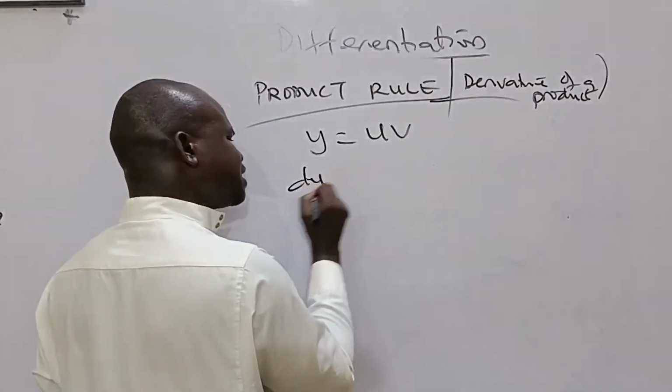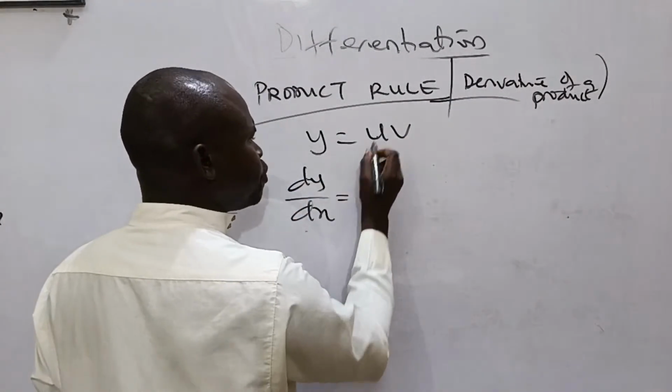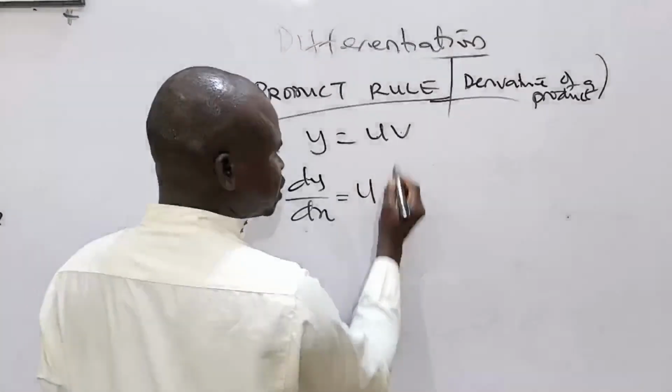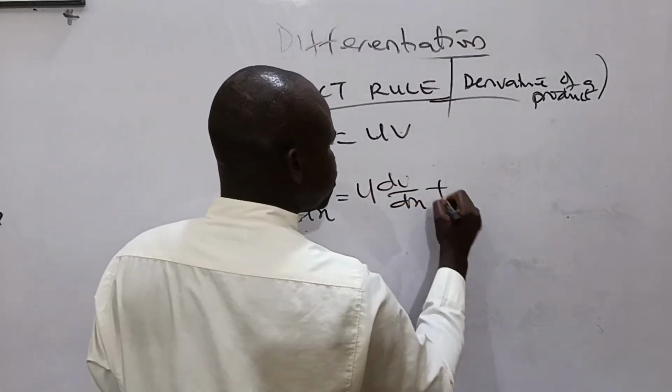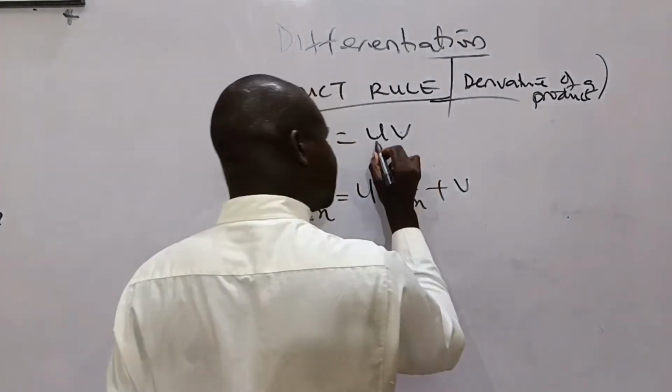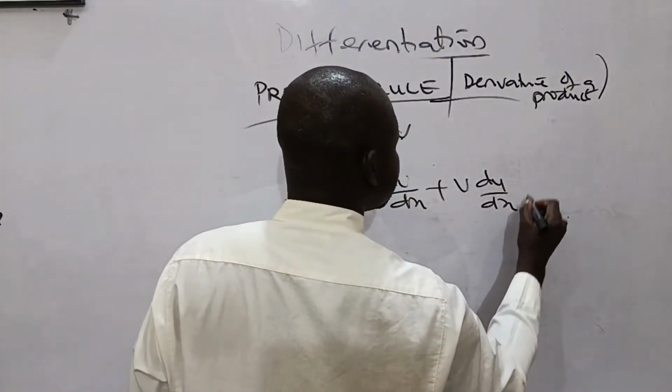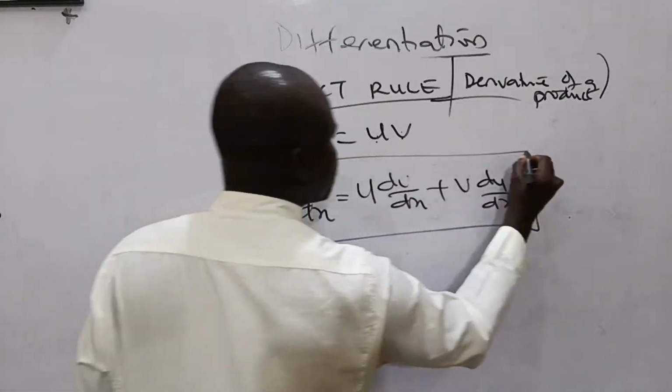So what is dy/dx? The dy/dx simply means you pick u and differentiate this, dv/dx, plus you now come back and pick v and differentiate u, du/dx. So that's what we do. And this is called the product rule.